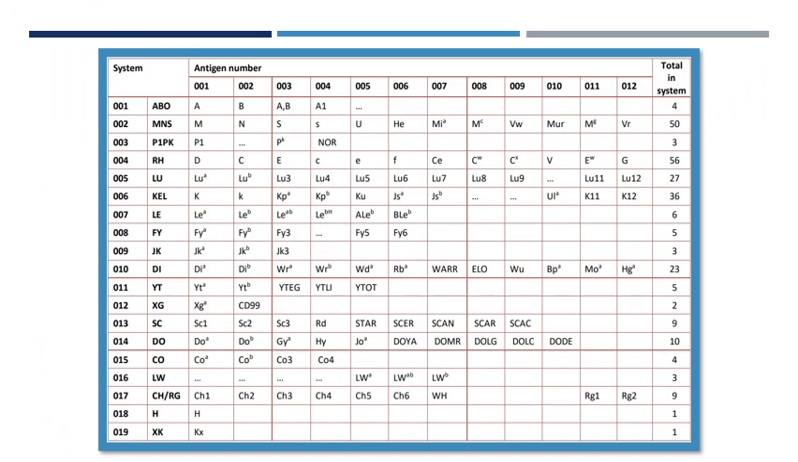This is a table from the ISBT. So this is the number of the system, and these are the antigen number. So for example, Kel 006 and the first antigen K 001. So you will write this 0 in 006001.